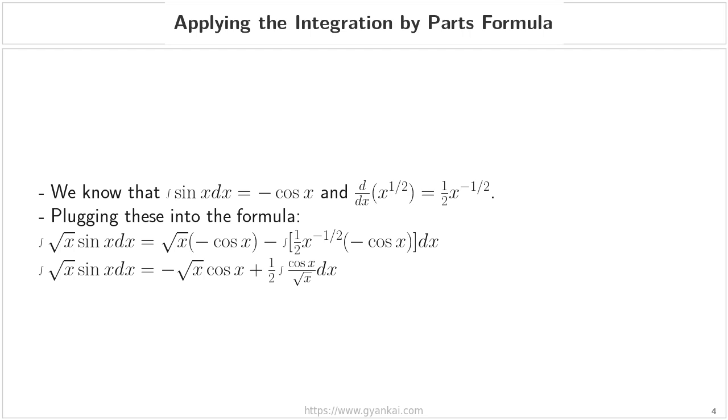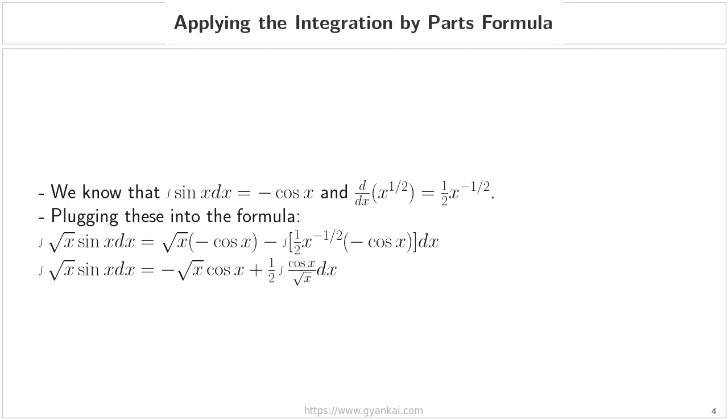root of x multiplied by negative cosine x, minus the integral of, and this is where it gets a little tricky with the signs, 1/2 times x to the power of negative 1/2, multiplied by negative cosine x, with respect to x. Simplifying that a bit, we have integral of square root of x times sine x dx equals negative square root of x times cosine x, plus 1/2 times the integral of cosine x divided by the square root of x, with respect to x.